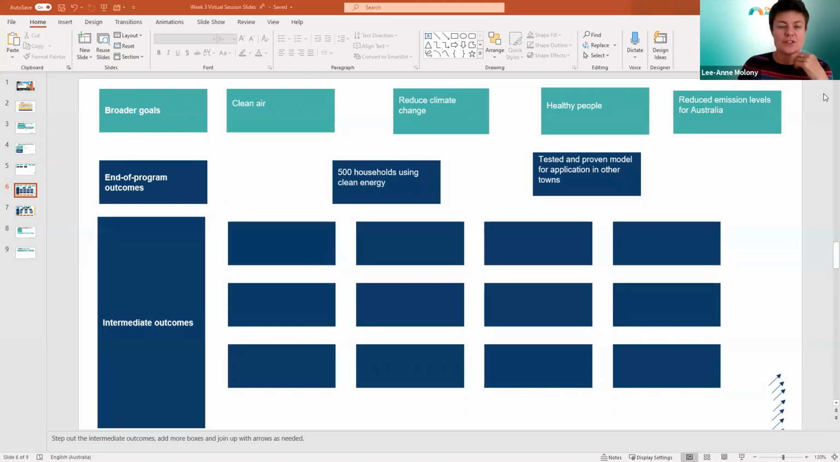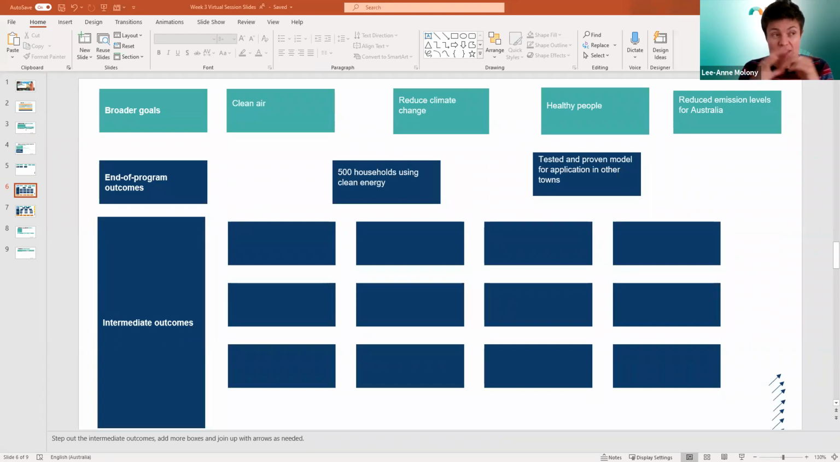Okay, so Keisha has filled in what we talked about in that first part, the broader goals and the end of program outcomes. Our task now is to think about the intermediate outcomes. Now, I know this is hard, right? We are starting with the problem, starting with where we want to be. We're thinking about the future and working backwards to say what needs to be in place in order to see 500 households using clean energy. What needs to happen for us to have a tested and proven model for application in other towns, if that's what we're trying to achieve.